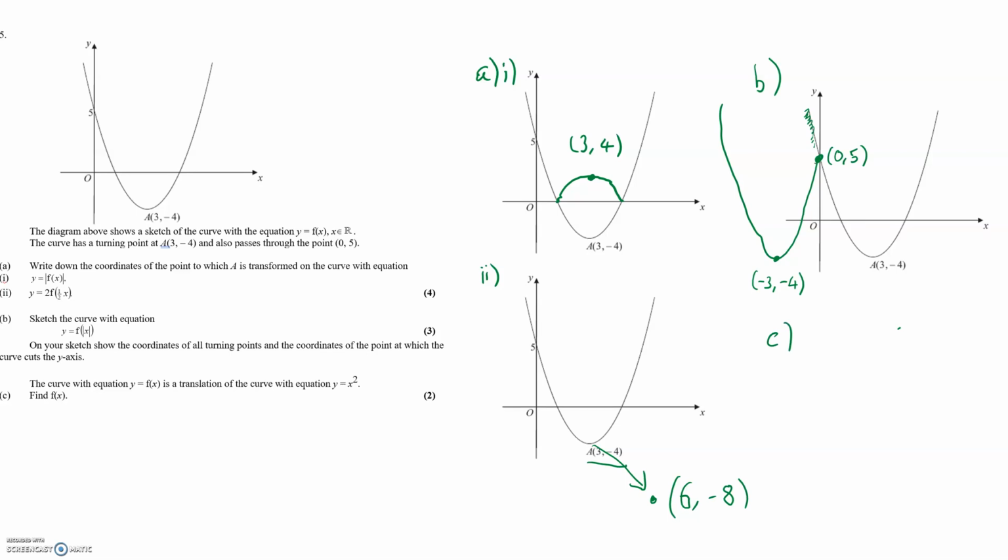The curve of the equation f of x is a translation of original x squared. Find the curve f of x. There are 3 aspects for us to consider here. Most people may assume 2, but there are actually 3.